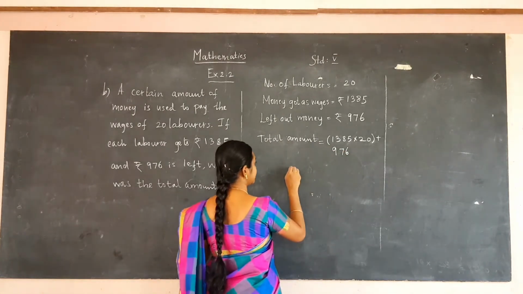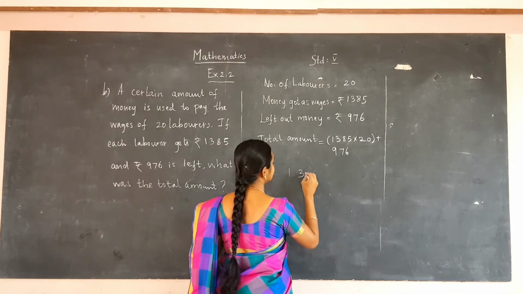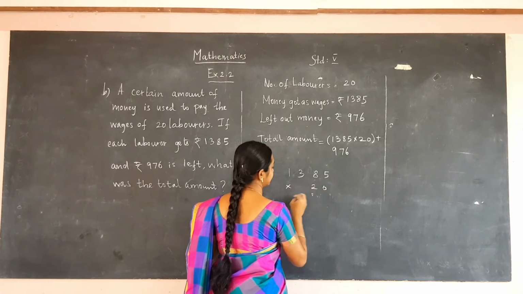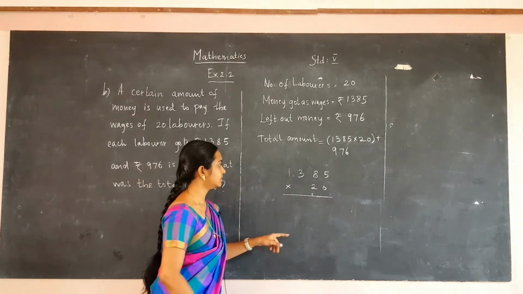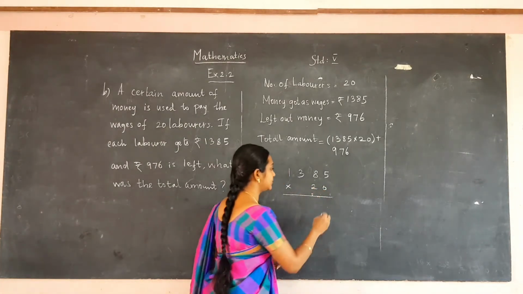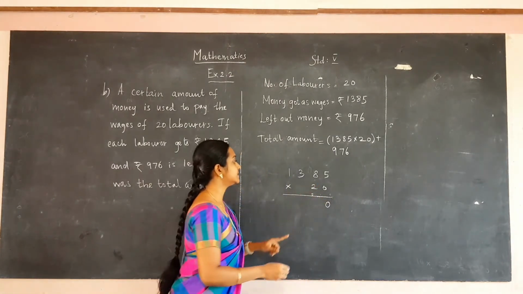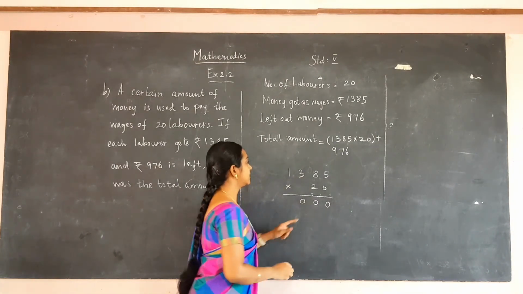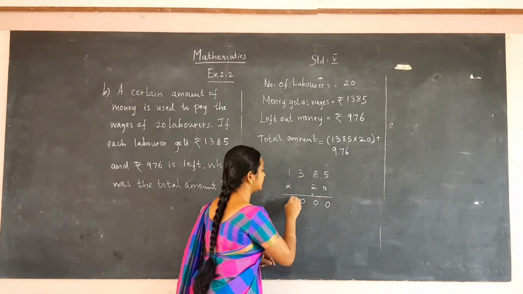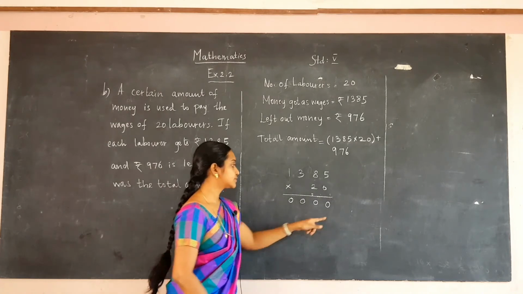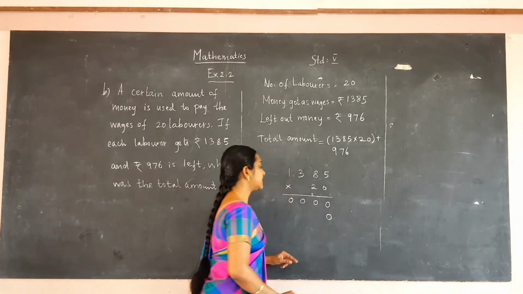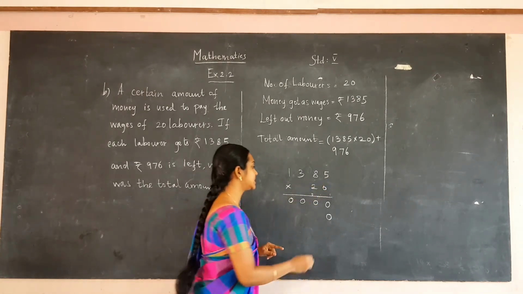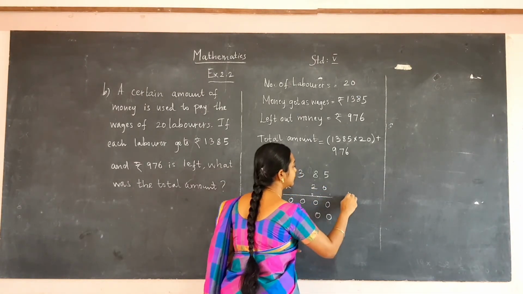Now we are going to multiply 1385 and 20. 0 into 5 will be 0. 0 into 8 will be 0. 0 into 3 will be 0. And 0 into 1 will be 0. Now we write the second row. Put 0 in the first place and start writing from the second place. 2 into 5 will be 10. Put 0 here and write 1.